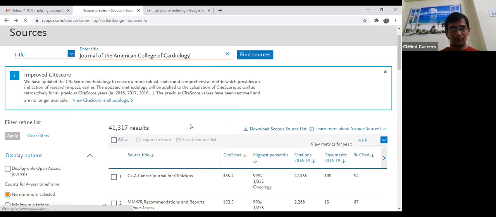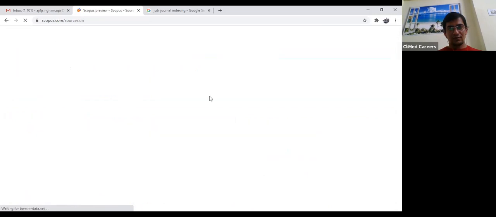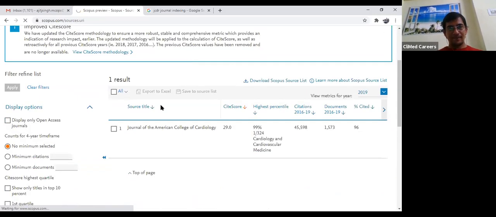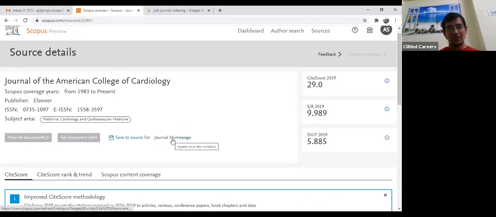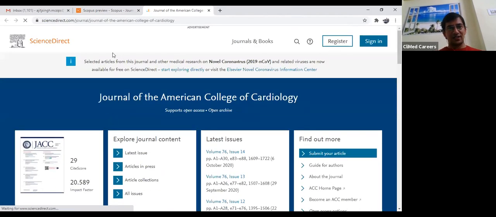Yeah, let's click on this. Okay, here is the journal. Open this journal. Now you can go to the journal homepage from here only. It will redirect you to the journal homepage. So this journal is published by ScienceDirect.